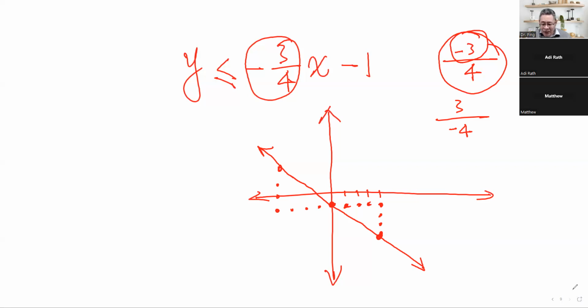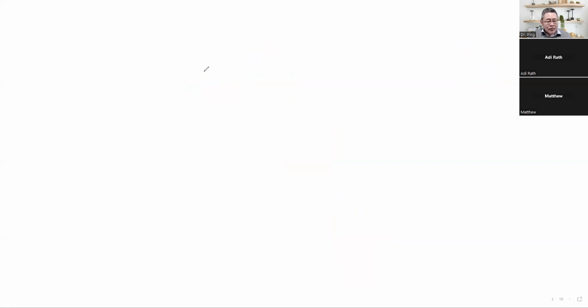Let's look at y less than or equal to -2/5 x, then we have +2. So how do we do that?